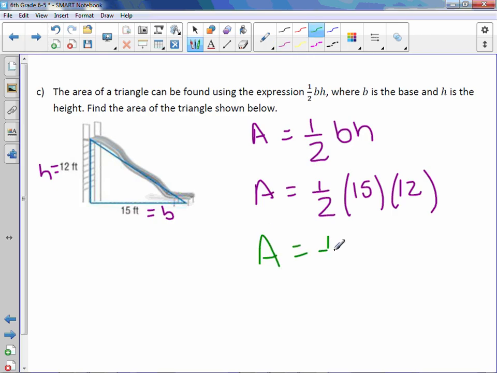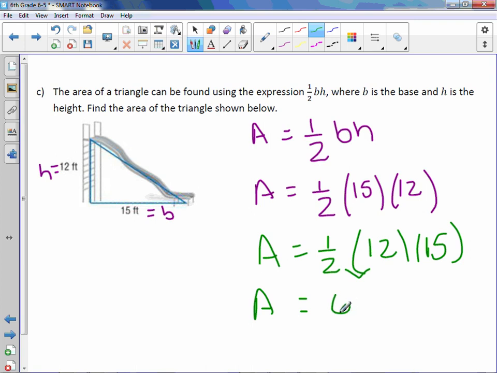Area equals, let's do 1/2, and let's switch 12 and 15. So 12 and 15. So then we have multiplication and division from left to right. 1/2 times 12, or half of 12, is 6. Bring down the times 15. And 6 times 15 is 90. So our area is 90, and it would be square feet.